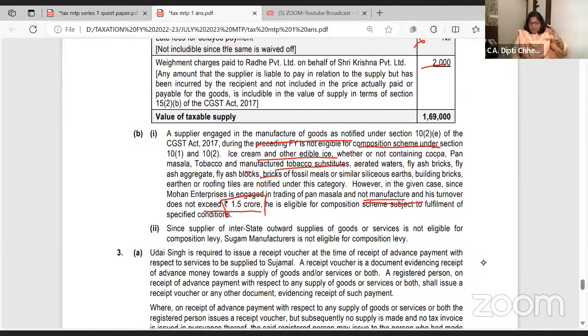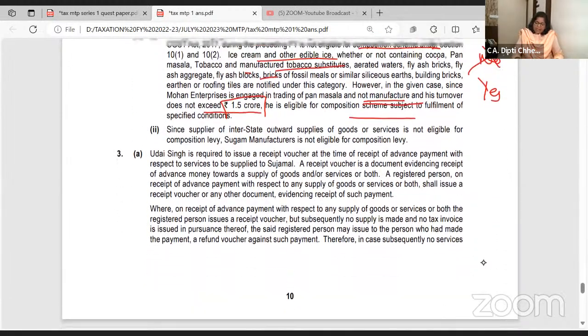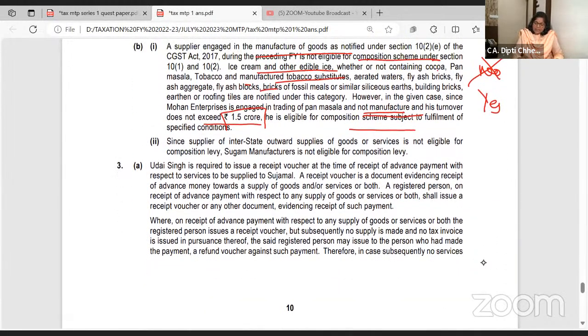Those who have turnover less than 5 crore, in the composition scheme you can file quarterly return, and there is no set off. Whatever your sale is, pay the percentage on it. So yes, he can go for composition. Most of the students have written no here. Second is, if a person has made interstate sales, even if his turnover is less than 1.5 crore, he can't go for composition. This was right for all of you.